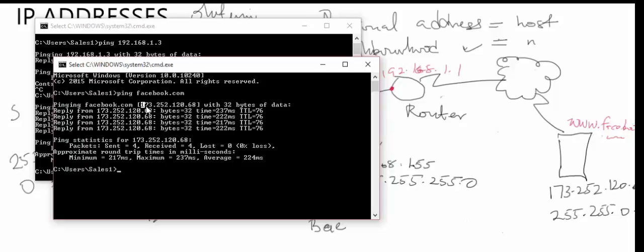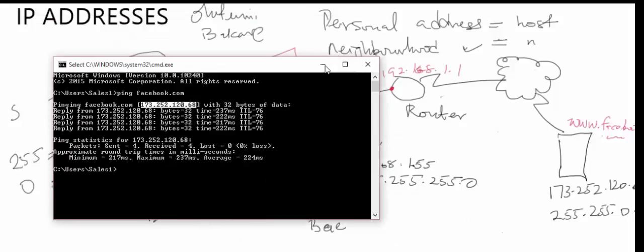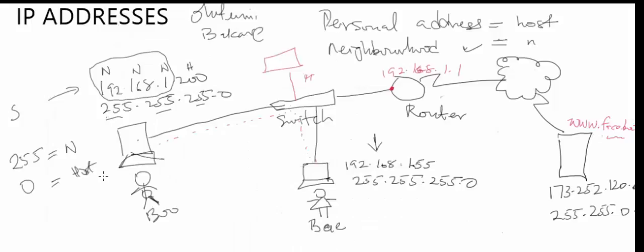Pinging facebook.com, it first resolved it to an IP address because computers don't understand what facebook.com is. It has to check a registry, a DNS record, for what is facebook.com. It now gives it an IP address: oh, if you want to get to facebook.com, go to 173.252.120.68. So that is one of the IP addresses of facebook.com servers.